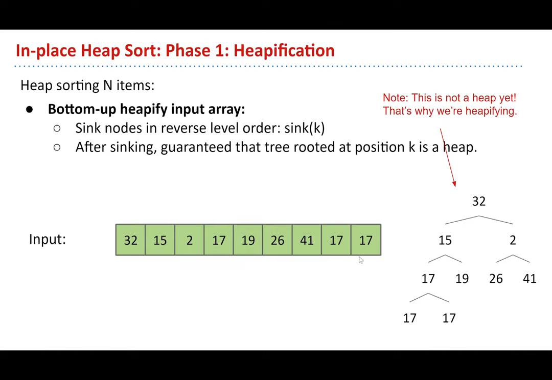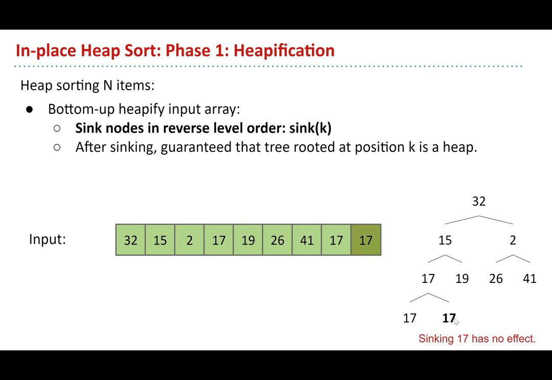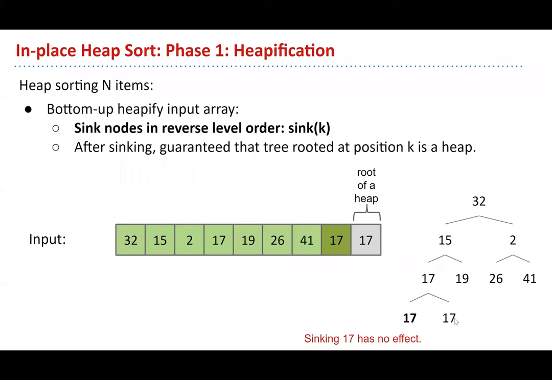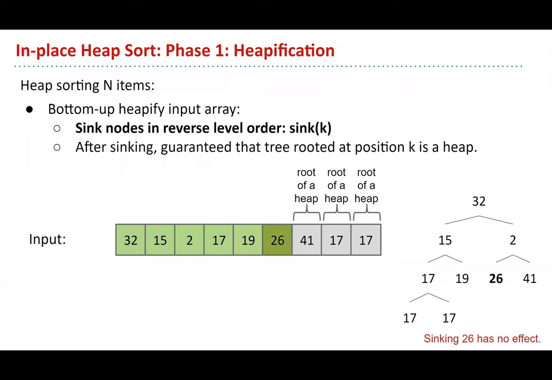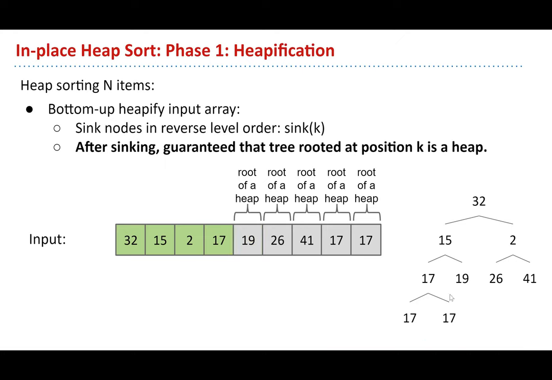I'm going to take this 17 and sink it. What happens? Nothing. There's nowhere to go. 17. How about you? Nothing. 41. Nothing. 26. Nothing. 19. Nothing. So these are 5 trivial sink operations. After I've done all of those operations, these are guaranteed to be the root of a heap. After all, if I sink an item, then after we're done, we know that whatever's there is the root of a heap.